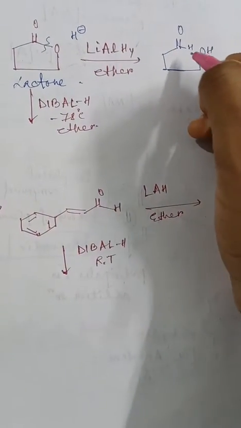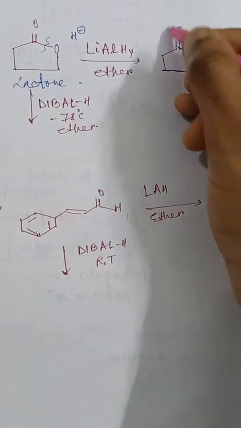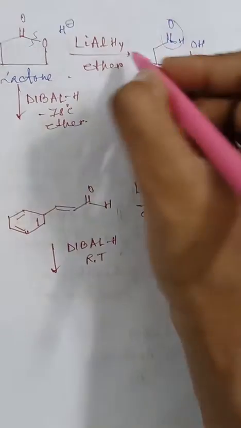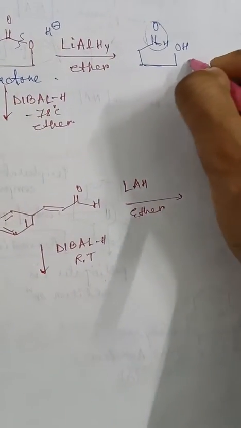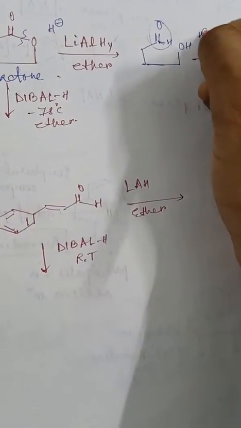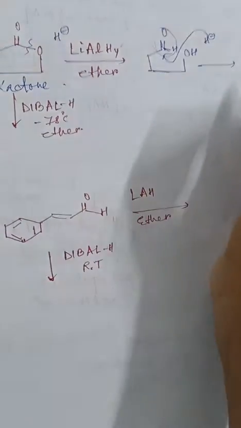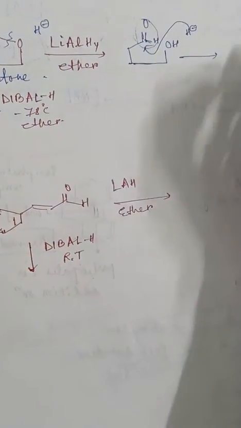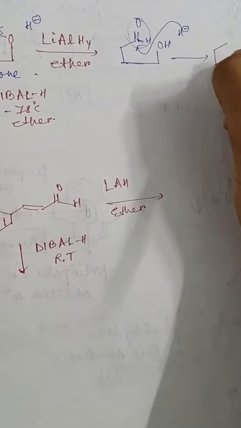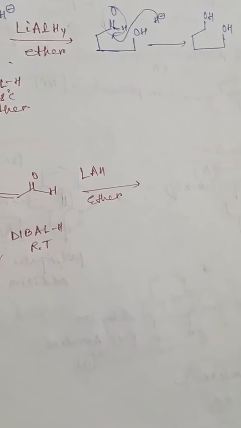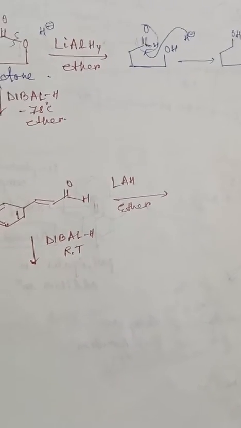Now it's an aldehyde. This group is an aldehyde. Now in the presence of lithium aluminum hydride, it will again get reduced. Again this H minus will attack this aldehyde carbonyl center, and it will produce alcohol, OH. So a diol will be produced.